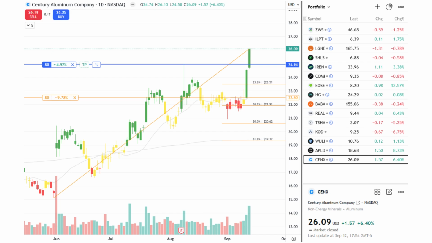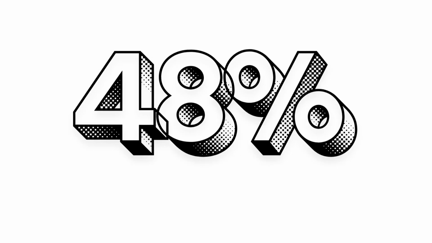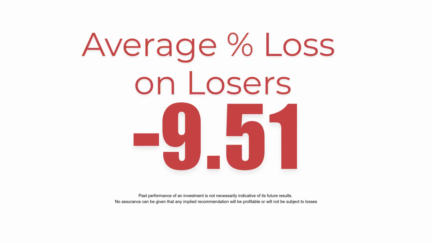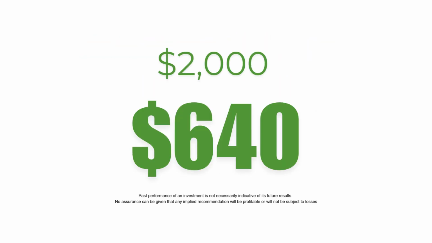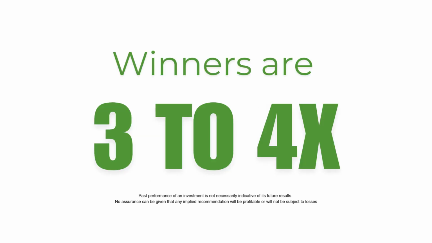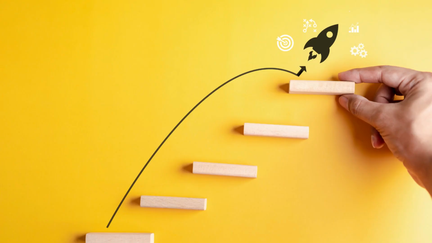Since September of 2023, the system has produced 606 closed trades. The win rate was just under 48%, but that's not the secret. The secret is that the average winner came in at 32%, while the average loser was held to only 9%. On a $2,000 trade, that means an average win of $640 versus an average loss of only $180. Winners are 3 to 4 times larger than losers, and across hundreds of trades, the math compounds into real money.